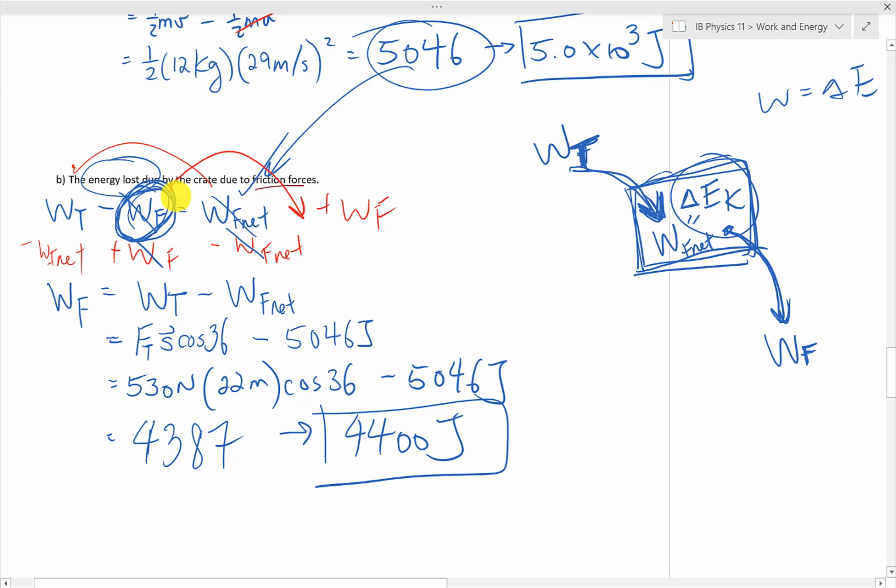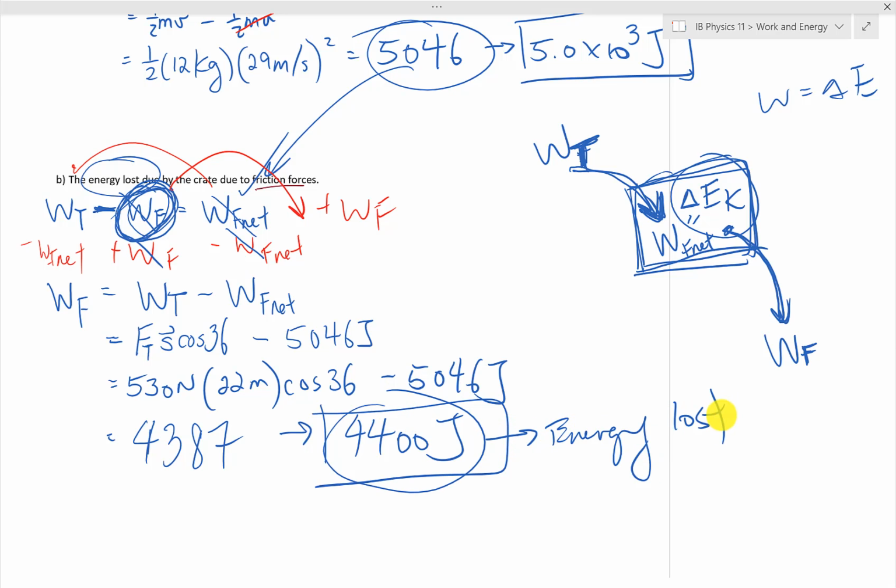Oh, and quick thing here about the work. We didn't have to worry about putting in an extra negative sign because we considered the direction of energy flow already by this negative sign we have in this equation. So this is the energy lost.